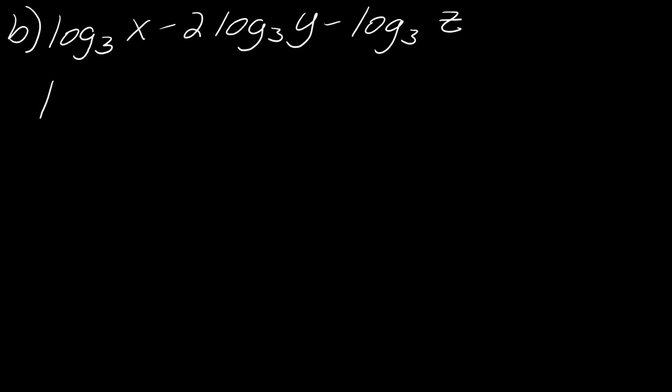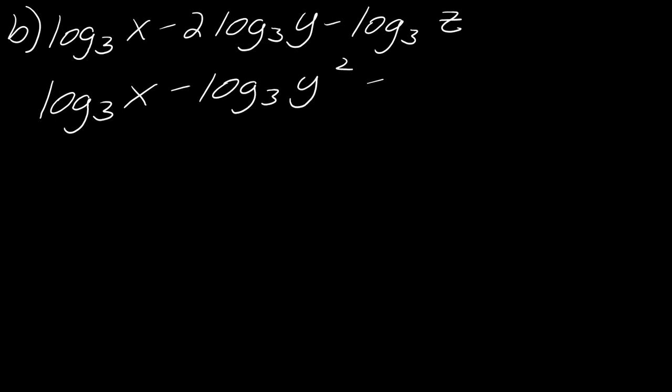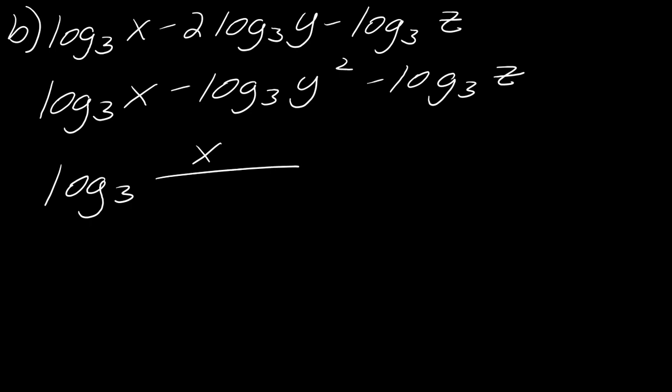So maybe first I'll start by getting rid of the 2. I'll rewrite this so that this is an exponent. So this now becomes y squared. And now, like I said, if you have a minus sign, you end up in the denominator. So this will be log base 3 of x over y squared z. And you know that because both of these parts have the negative in front of them. Every time they have a negative, it automatically goes in the denominator. So you can rely on that.